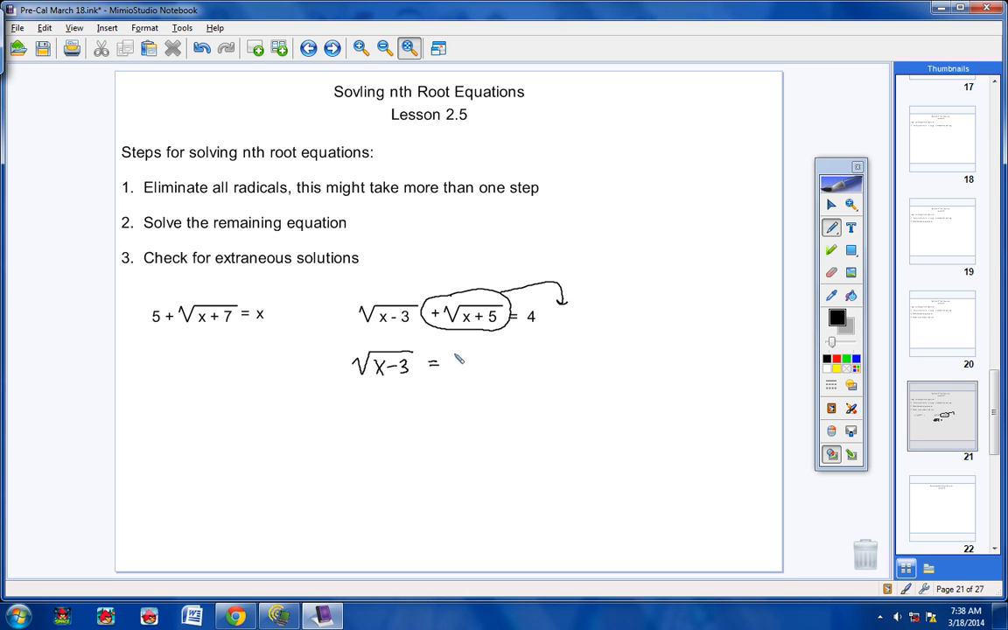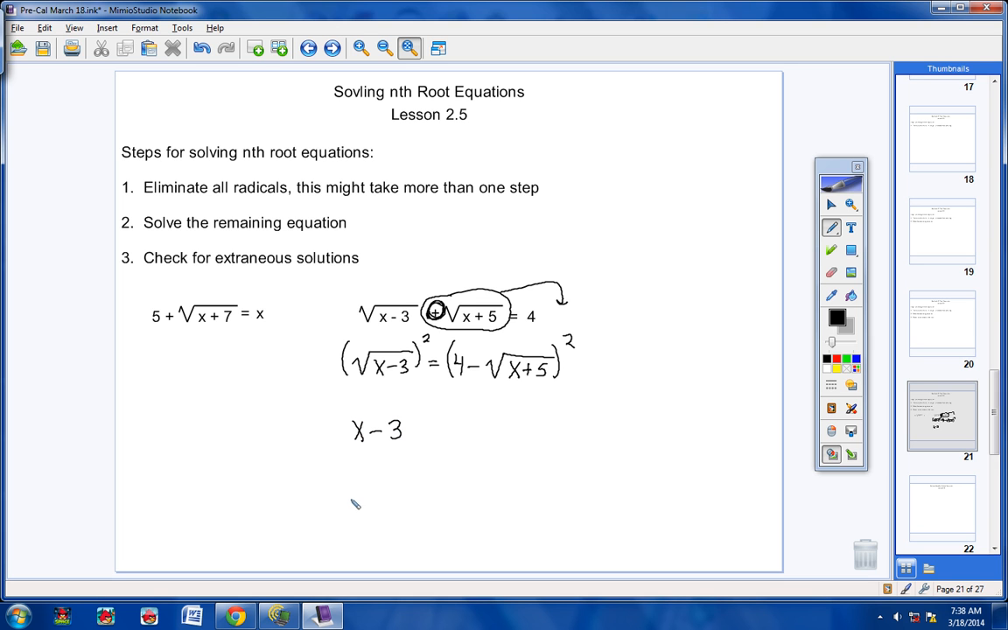So I'm going to have 4 minus, notice how there's a positive sign right here I'm circling, and when you bring it over it becomes negative. Okay. Now, because I have a square root, I'm going to raise both sides to the second power. Now, whenever you square a square root, you get what's just on the inside.